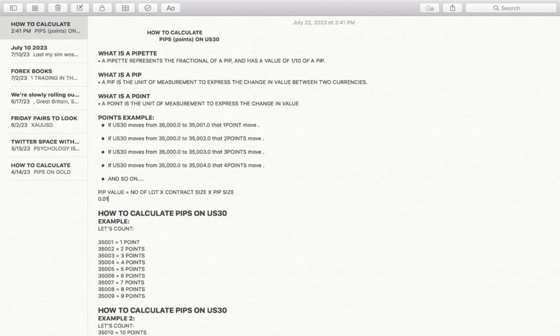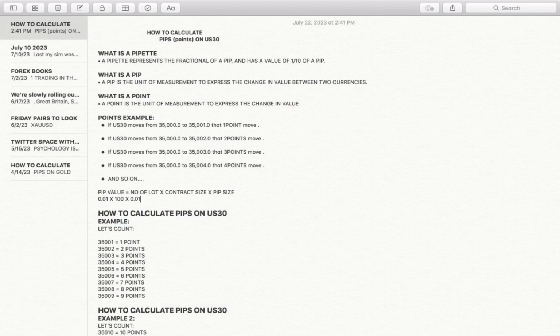If this lot size moves by 1, how much am I going to lose, because the US30 is very volatile. So it's 0.01 times the contract size, which is 100, times the pip size. The pip size is 0.1 for these indices, but usually in currency pairs, take note, it's 0.0001. So you have to find out from your broker what the pip size is for currencies or whatever instrument you want to trade.